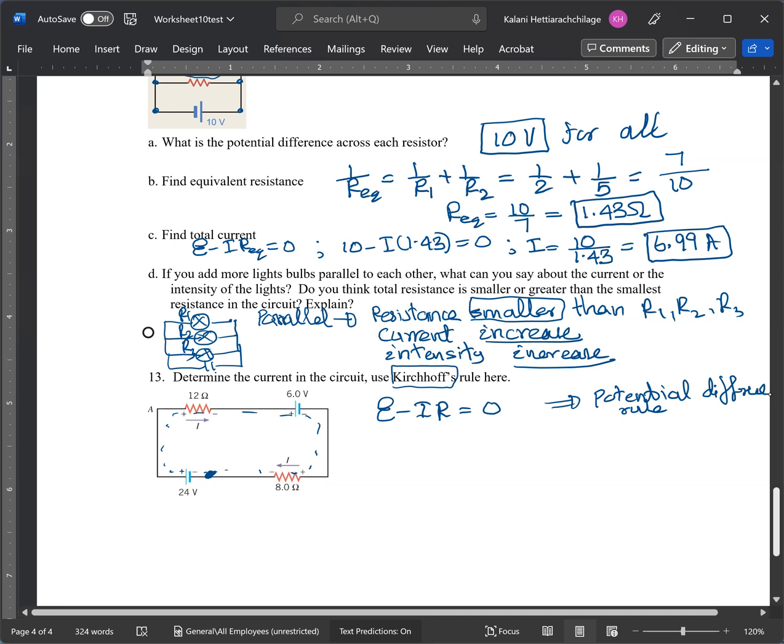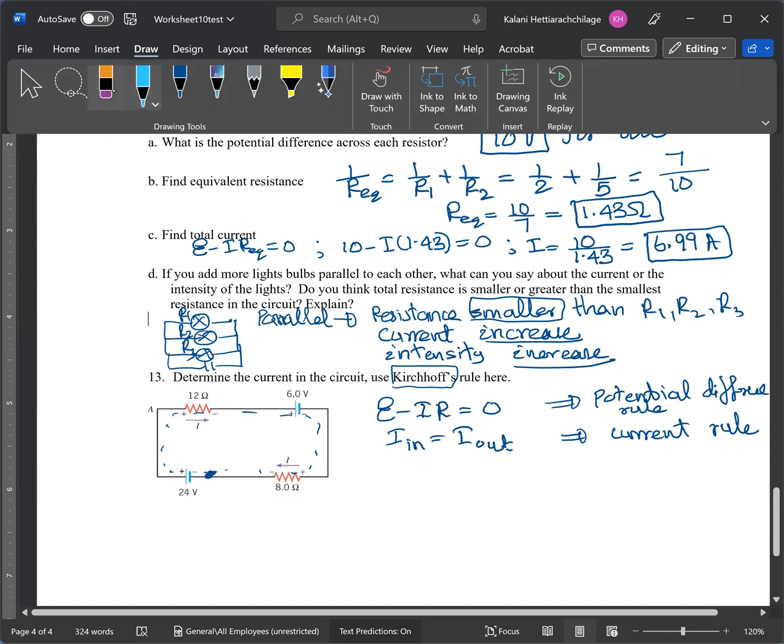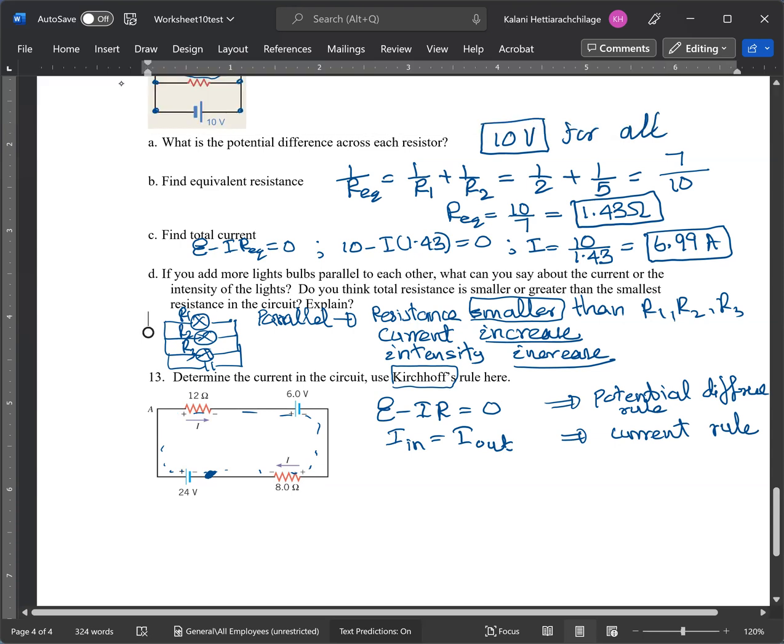The other one is the current rule. That means if you have any junction, the current coming into the junction will be equal to the current outgoing from the junction. So I in equals I out. That is called the current rule or junction rule. Right, in this circuit, since it is a single loop in your class, we definitely don't need the current rule, but we should know how to use the potential difference rule.